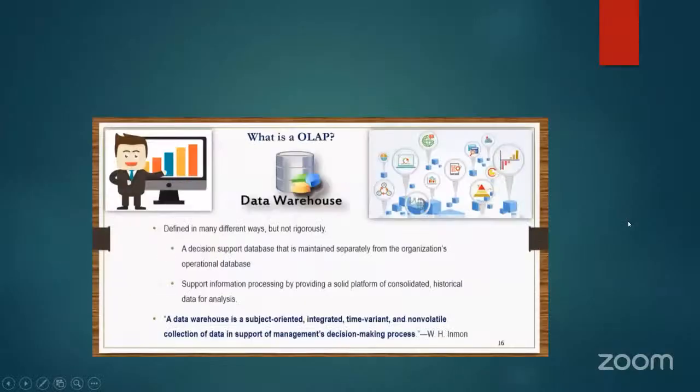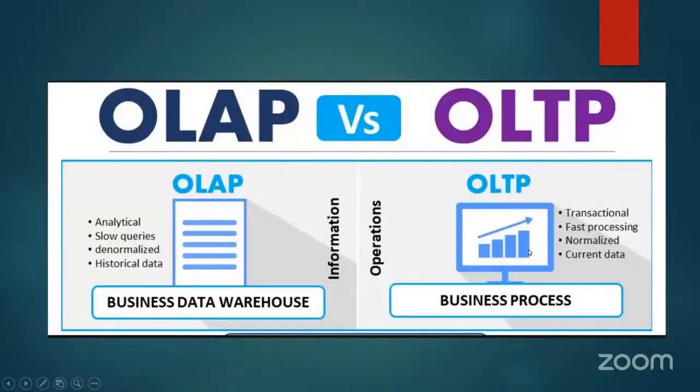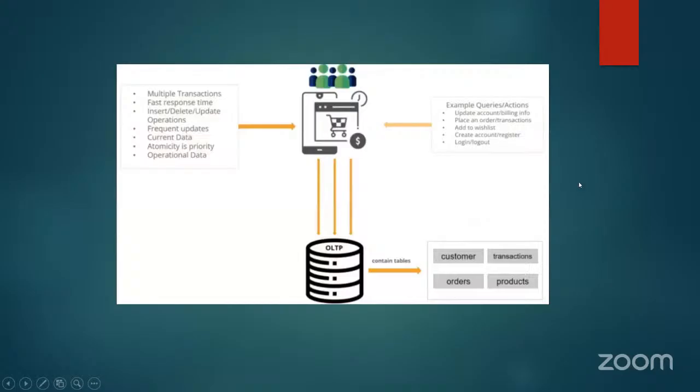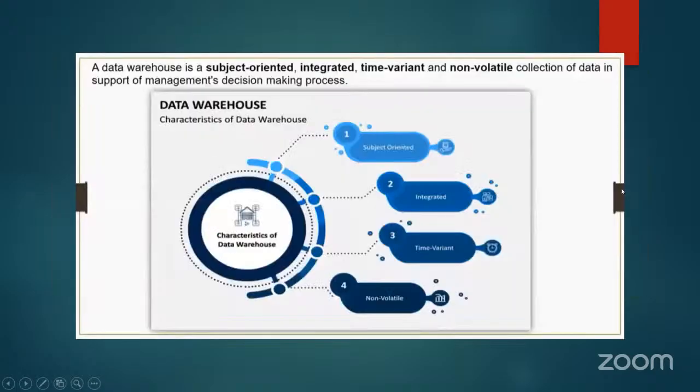Benefits. What is OLTP? What is OLAP? OLTP is nothing but online transaction process, and OLAP is online analysis process. OLTP is where you are doing your current transactions. OLAP is the historical process. This one we know.